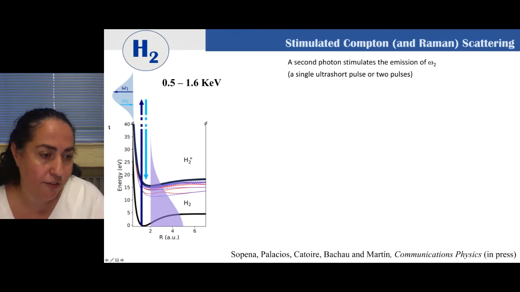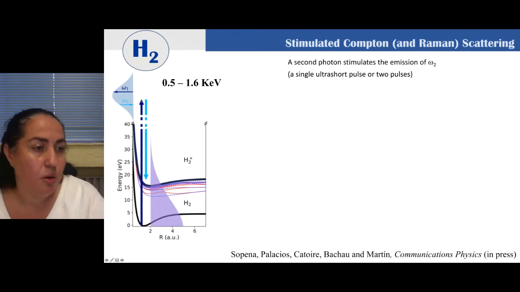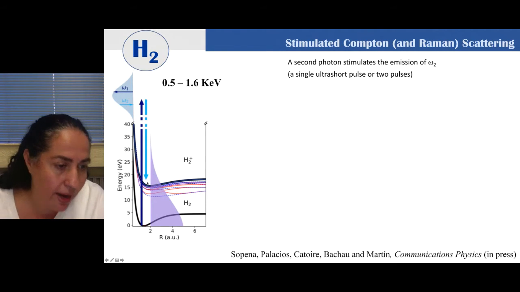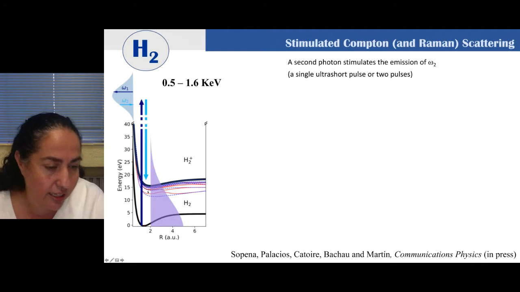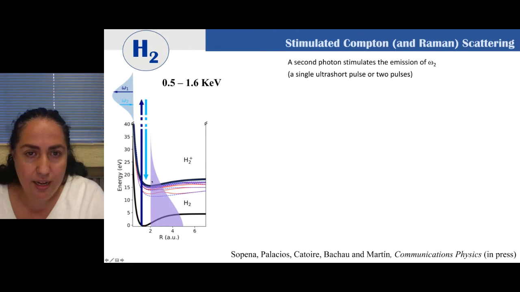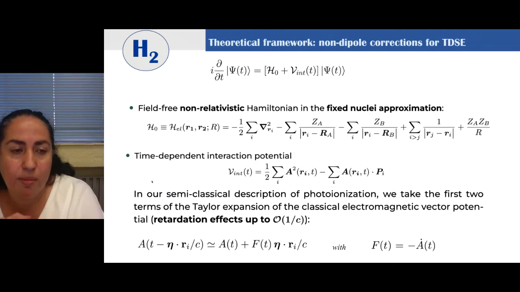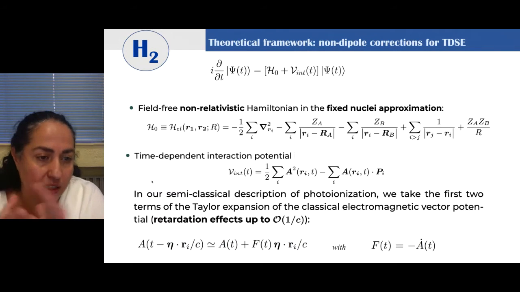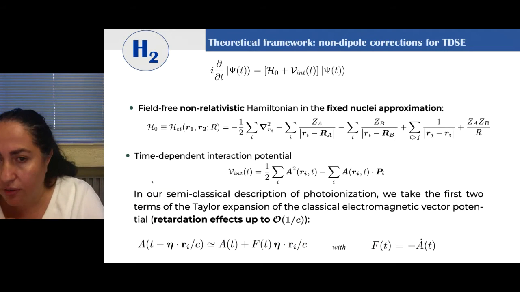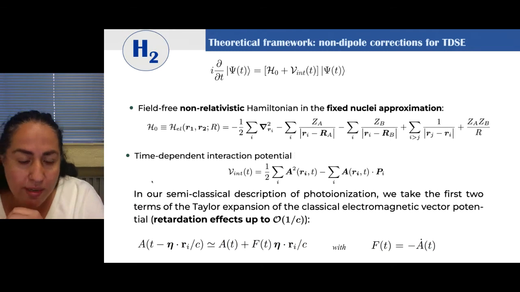So let me start first with the use of a single pulse, where we have a very high frequency within the pulse and a lower frequency still within the bandwidth that allows going back to the ionizing or excited states of the molecule through this stimulated Compton scattering. And in this case, we again solved the time-dependent Schrödinger equation, but since this was a proof of concept, we just kept ourselves within the fixed nuclei approximation.